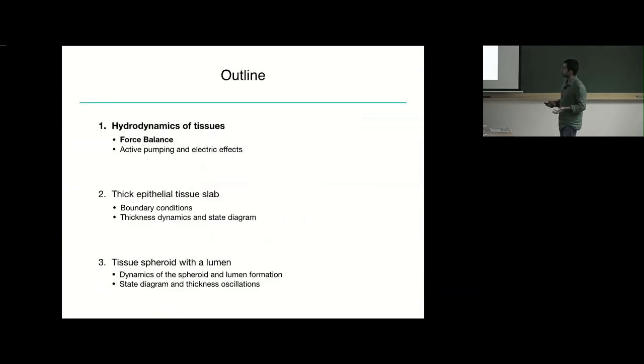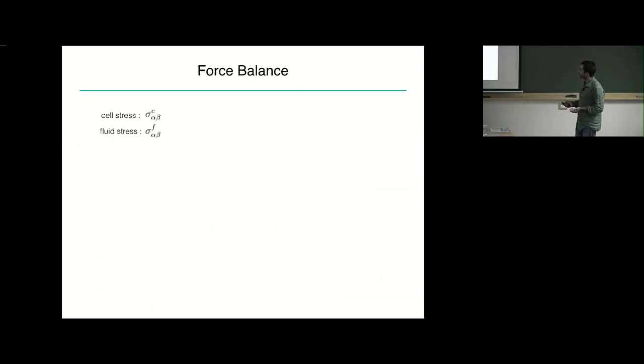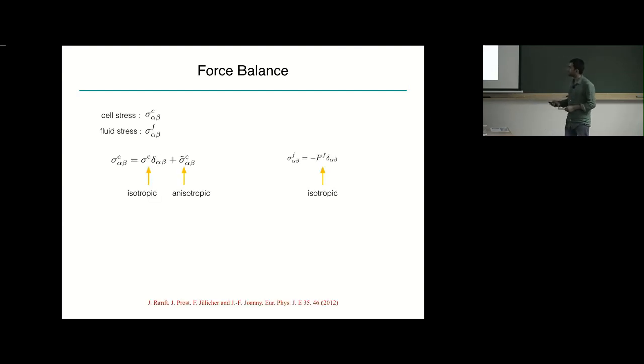And now we go to force balance. To study force balance, we need to denote cell stress by sigma C alpha beta and fluid stress sigma F alpha beta, where the superscripts C and F refer to cell and fluid respectively. The cell stress consists of two parts, the isotropic part and the anisotropic part. The anisotropic cell stress comes because the cells can divide and die, and all these are anisotropic and contribute to anisotropic stress inside the cell.